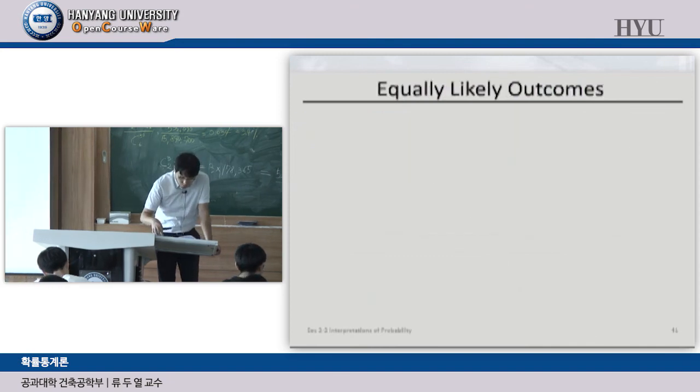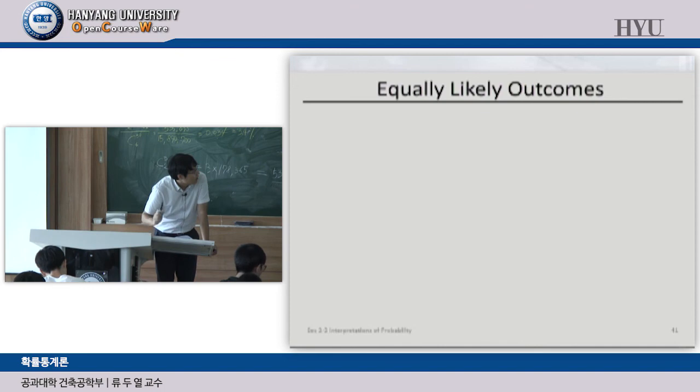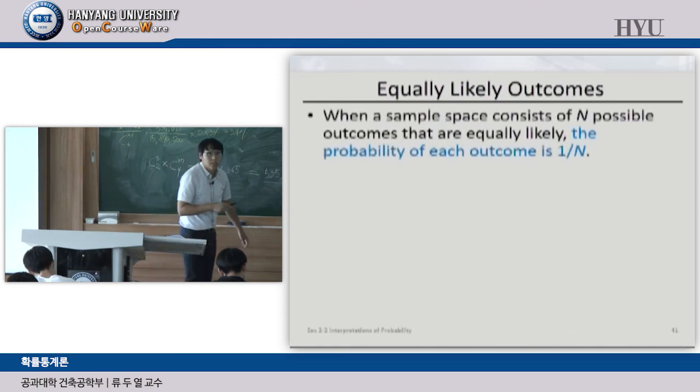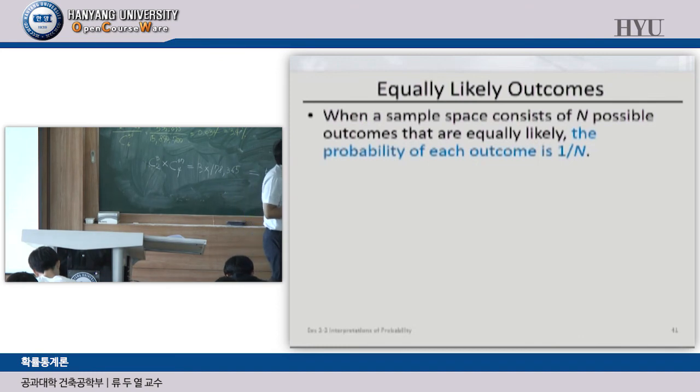And now we can think about equally likely outcomes. Equally likely means 일어날 확률이 동일한 경우, 그러니까 동등한 확률의이라는 뜻이고요. When a sample space consists of n possible outcomes that are equally likely, the probability of each outcome will be 1 divided by n. So it is very easy to understand, because all outcomes have the same possibility.